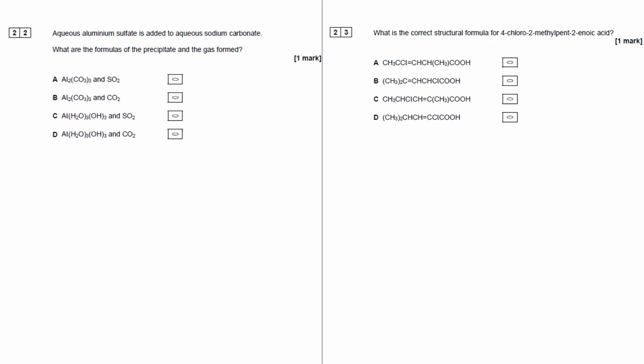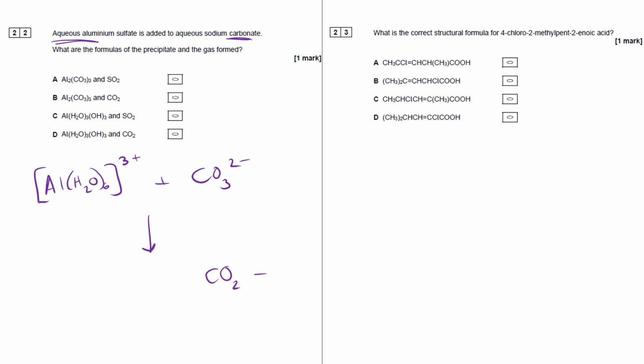Question 22. Aluminium sulfate, when it's aqueous, is added to sodium carbonate. So this is one of the transition metal reactions you have to be aware of. When it's aqueous, it exists as the hexa-aqua complex. If you add that to carbonate ions, you will see effervescence, because the hexa-aqua aluminium acts as an acid. Acid plus carbonate makes salt plus water plus CO2. You get a white precipitate because the acidic hexa-aqua complex would lose 3 hydrogen ions to become this neutral precipitate here.